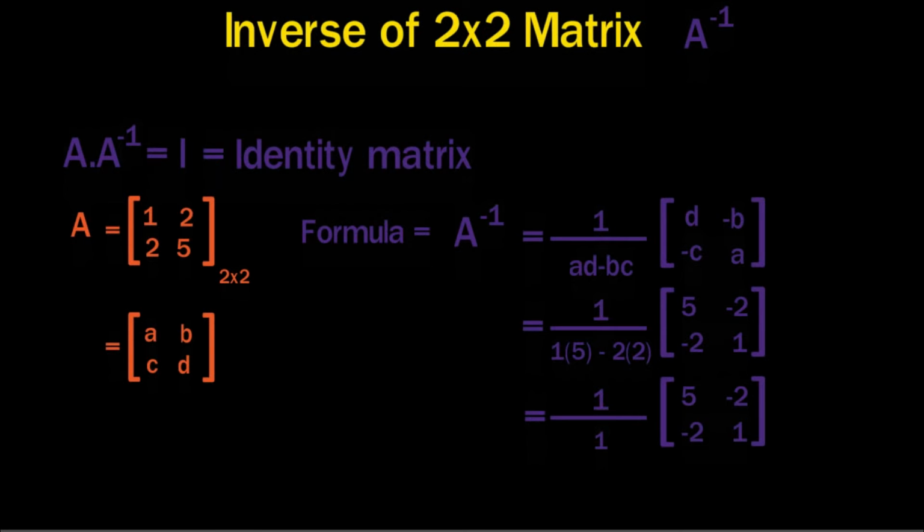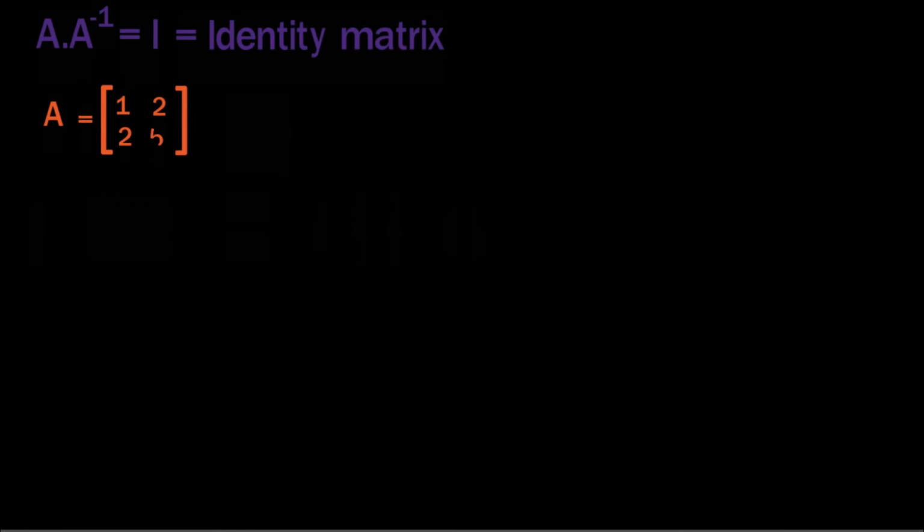So now let's say if we want to check the answer whether it's correct or not. How can we check? What we can do is that we can recalculate A multiplied with the inverse of A, and check whether the answer is actually the identity matrix. So we rewrite A, 1, 2, 2, 5, and just now we calculated the inverse of A is 5, negative 2, negative 2, 1. So we must make sure that the answer is equal to the identity matrix, then our inverse calculation is correct.